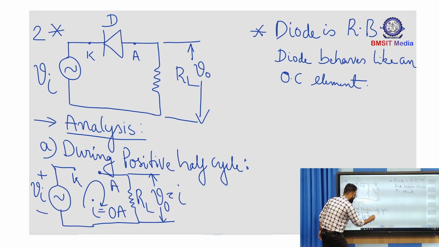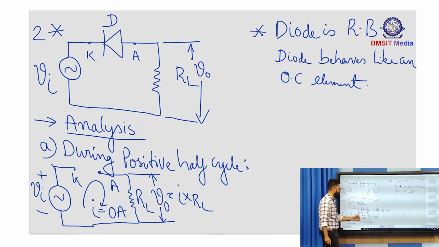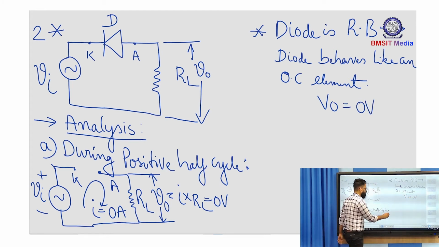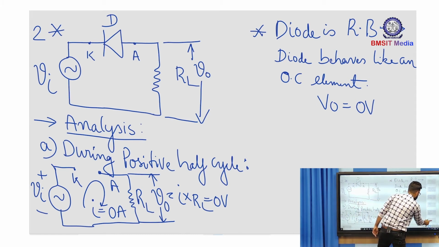So V0 is basically the current flow through the load resistor RL, right? So that is I into RL. So V0 is the current flow through the resistor RL into the resistor. So that's 0 volt. So for the entire positive half cycle, the output stays at 0 volt level. Okay, so that is the circuit status during positive half cycle.